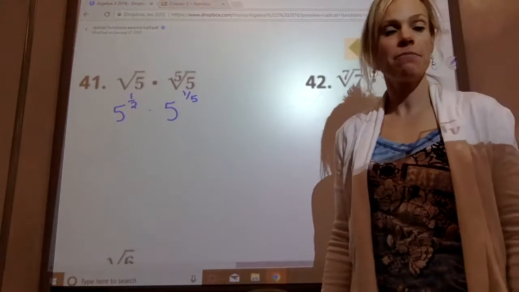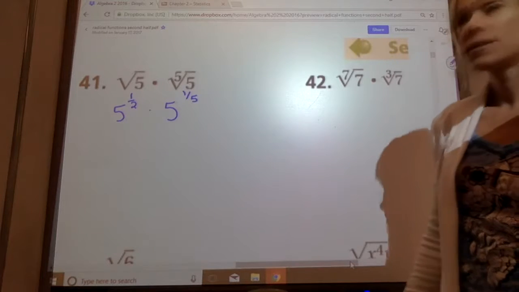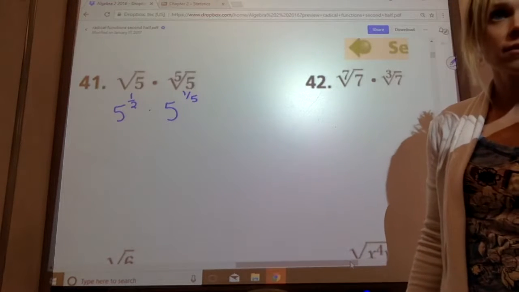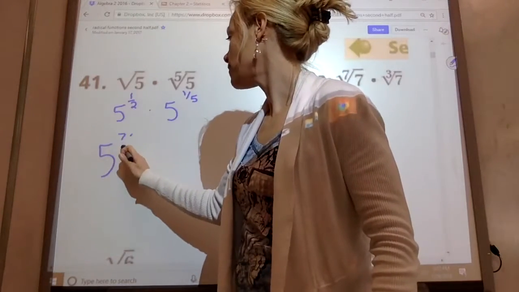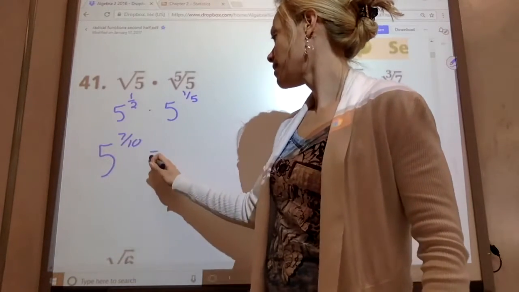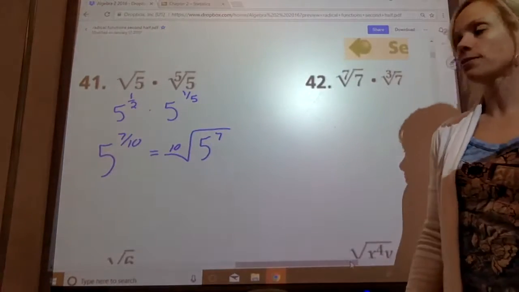What is 1/2 plus 1/5? 7/10. It's like the common denominator. So 5 to the 7/10 would be 10th root of 5 to the 7th, which I can't simplify. It's done.